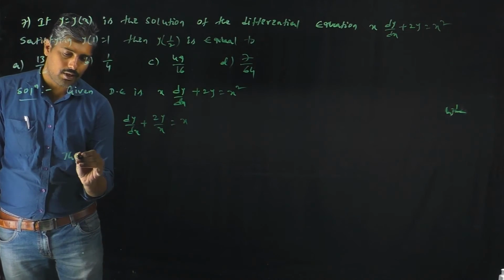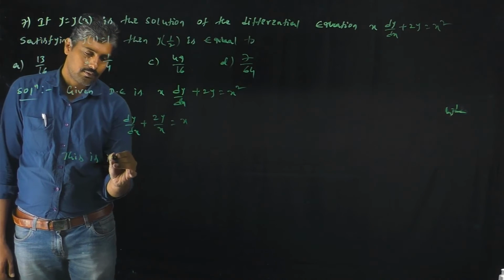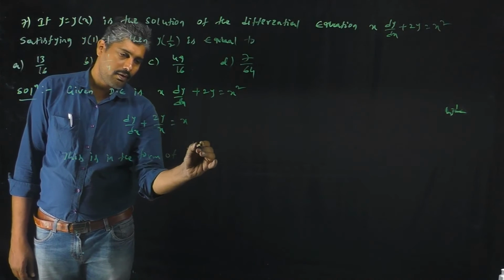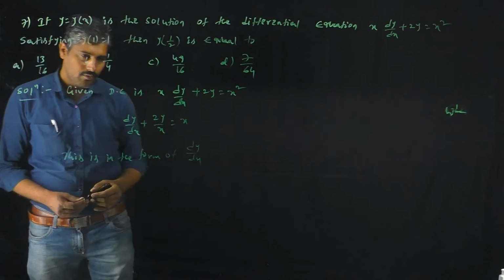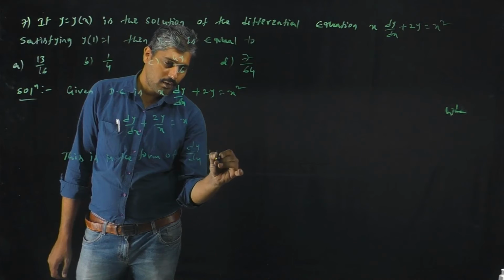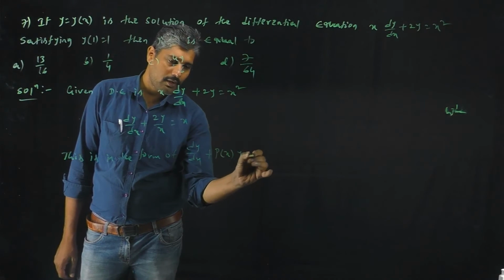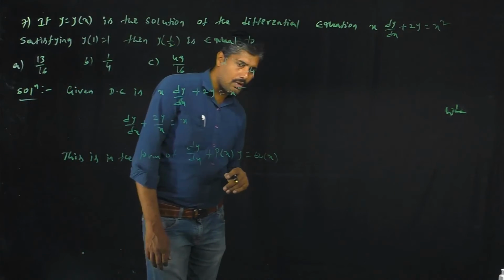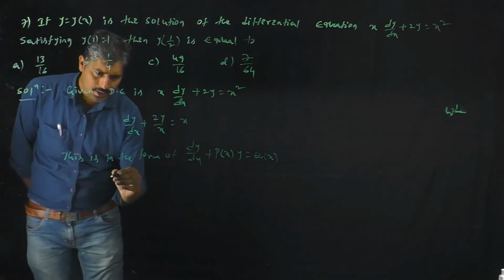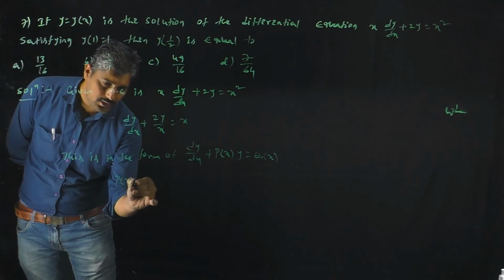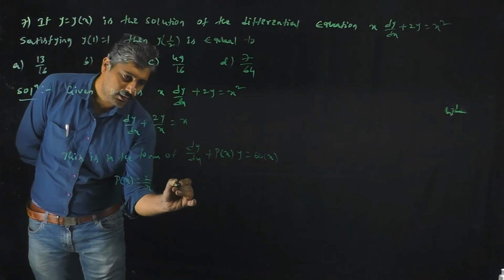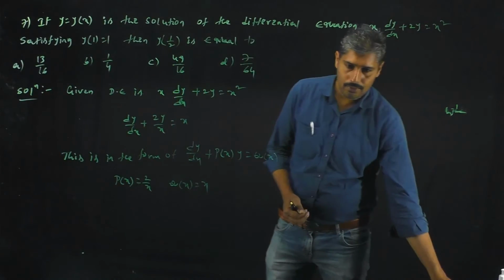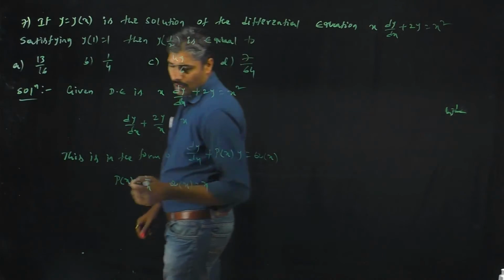This is in the form of dy by dx plus p of x into y equal to q of x. Here p of x equal to 2 by x, and q of x equal to x.